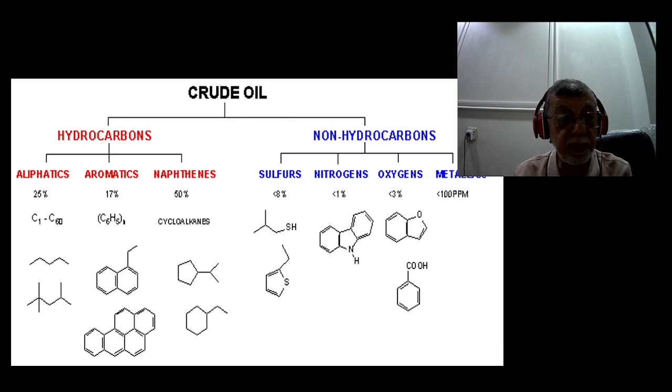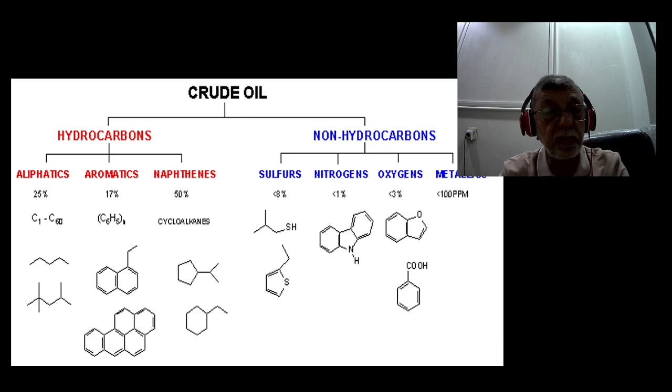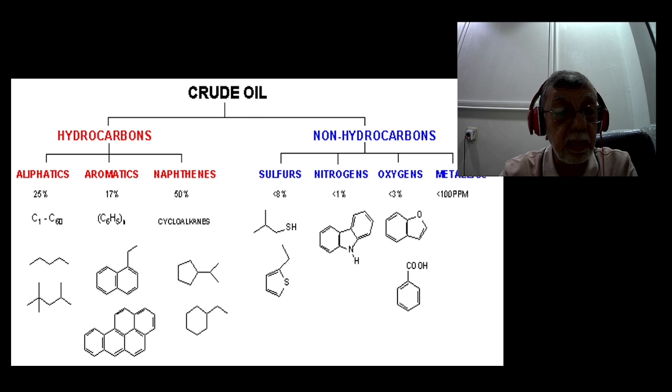Aliphatic, about 25%, which is saturated paraffin, started from C1 to C60 or more, either straight chain or iso chain, like this or like this. So it started from methane. Methane has no isomer. Then ethane, propane, butane, and so on. The first four compounds are gases. Then from C5 to C17 is liquid. C18 plus is solid or semi-solid.